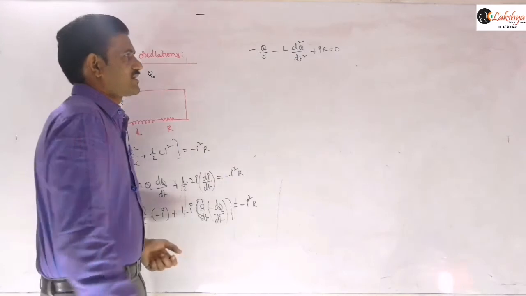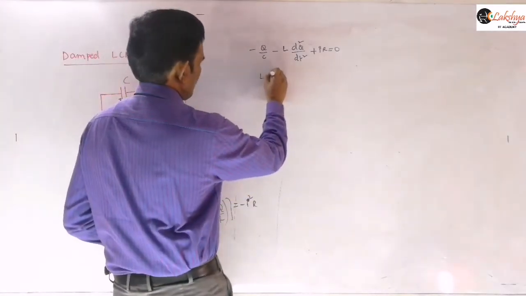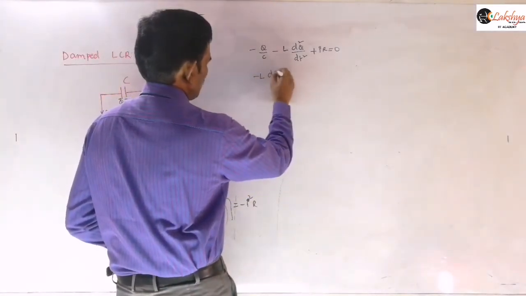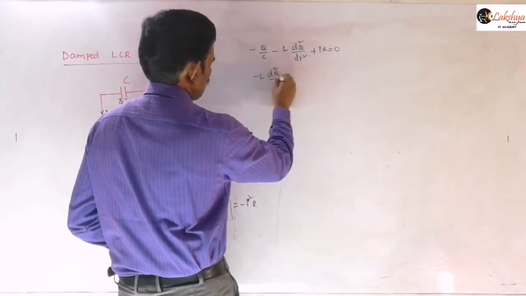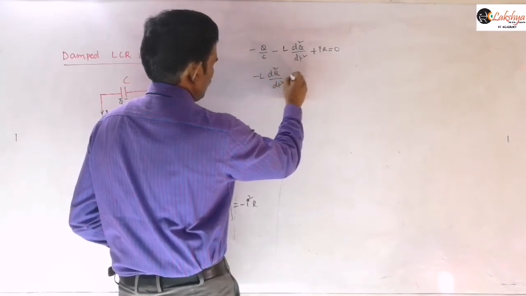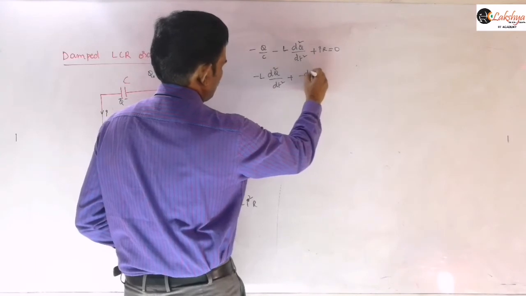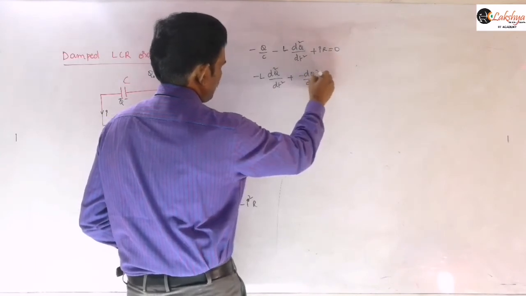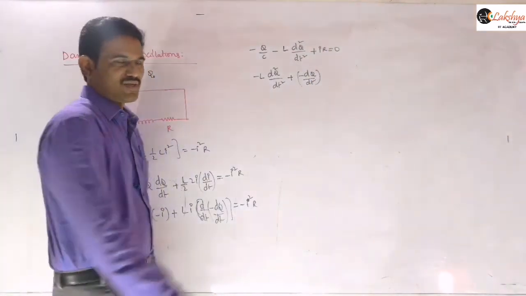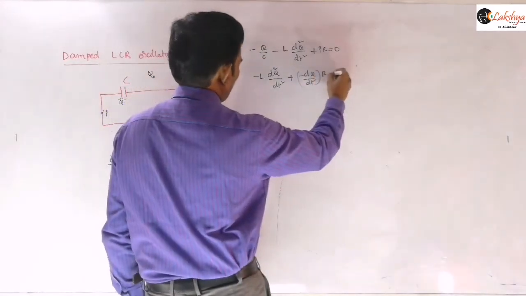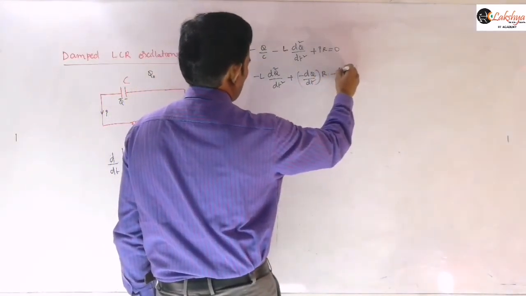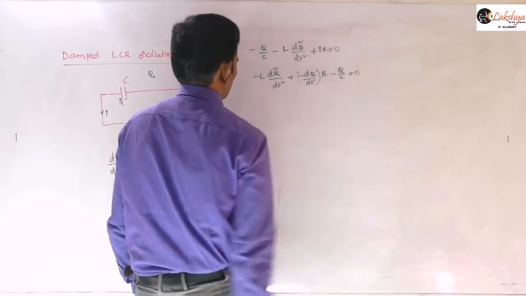And so now again let us write this equation here. So this is minus L into d square Q by dt square plus, and this value, see this, minus dQ by dt. This is again I, we need to write it as minus dQ by dt into R. So then this is minus Q by C is equal to 0.